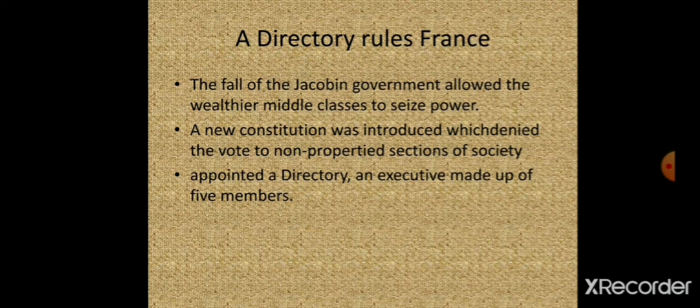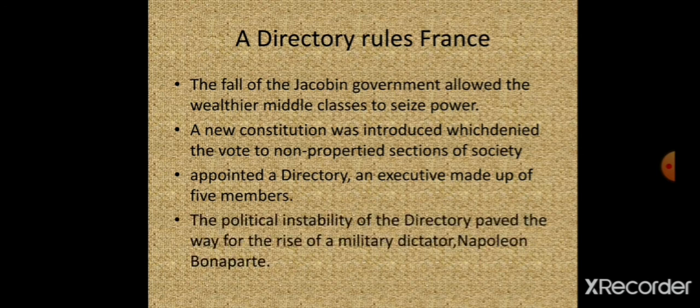After this, the wealthier middle class appointed a directory, an executive made up of 5 members. They appointed a group of 5 members which would have the power to enact any kind of law, and they would be appointed from the suggestions of the Legislative Assembly, and that is why they had so many conflicts with the Legislative Assembly. This made France a very fragile government, and its advantage was taken by Napoleon Bonaparte. The political instability of the Directory paved the way for the rise of a military dictator, Napoleon Bonaparte, and that is how the French Revolution ended, and Napoleon Bonaparte seized power in France in 1804.